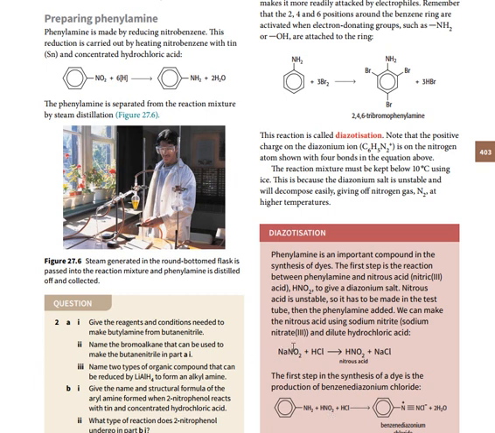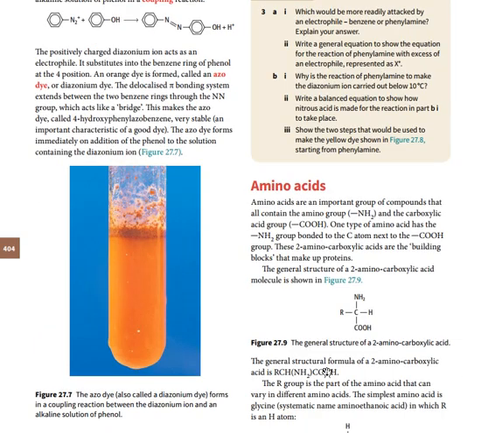of nitrous acid in situ. That is, sodium nitrite plus hydrochloric acid is going to produce the nitrous acid in the milieu, and that nitrous acid is now going to bind with the amine, in this case phenylamine, to produce the benzene diazonium ion. So this is the benzene diazonium ion.